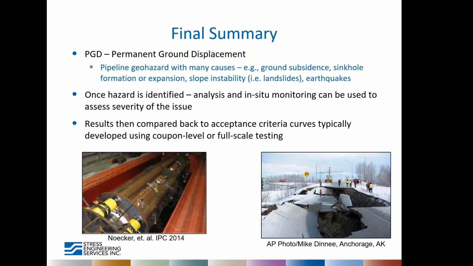So wrapping up here with the final summary, we talked about PGD, which was permanent ground displacement, how it's a geohazard and how it can impact pipelines. We talked about the process of assessing a pipeline that's susceptible to geohazards, how a combination of analysis and in-situ monitoring can be used to assess the severity of the issue that the pipeline may be experiencing, and then how the results can be then compared back to testing, whether that be coupon level or full-scale testing results, and from those determine an acceptance criteria.